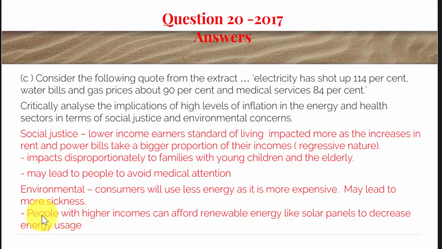The other side of the coin too is that people with high incomes can actually afford solar panels and can decrease their energy usage. So you could use this argument to say that people on high incomes actually benefit because they can afford it, and people on low incomes can't use any strategies to reduce their energy usage in any practical way because they can't afford it.